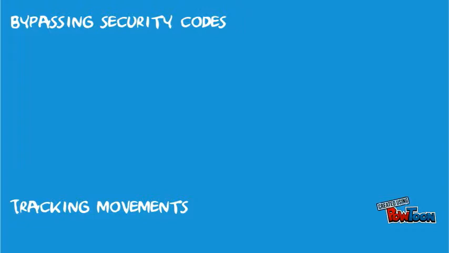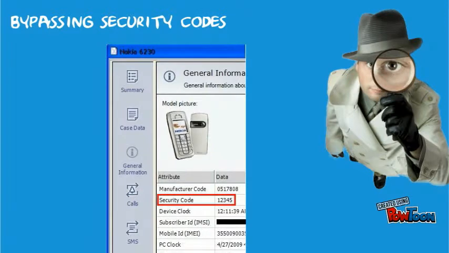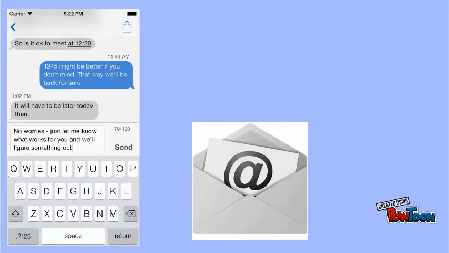Bypassing security codes is when digital forensics investigators can extract the security codes from someone's mobile device using specialized tools. The screenshot shows how the security code 12345 was recovered from a Nokia. Being able to bypass security mechanisms on a mobile device enables digital forensics investigators to acquire data from the device with forensics software.